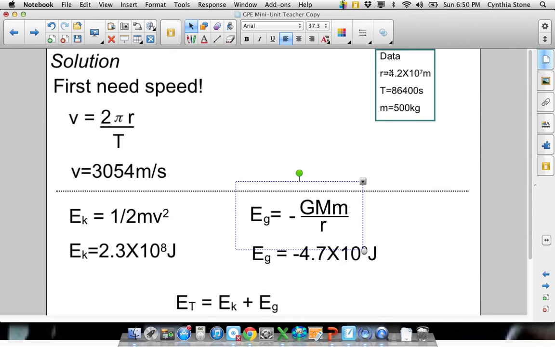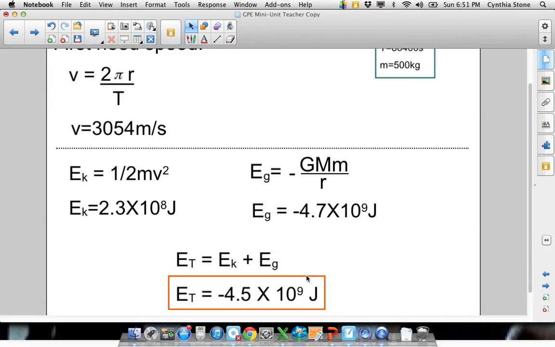So again, I use that for R, that for T, and that for M. And then I need the total energy, so EK, 1/2 mv squared. So again, I get some giant number that means nothing to me. EG is another giant number that means nothing to me. And I get an EK, a third giant number that means nothing to me.